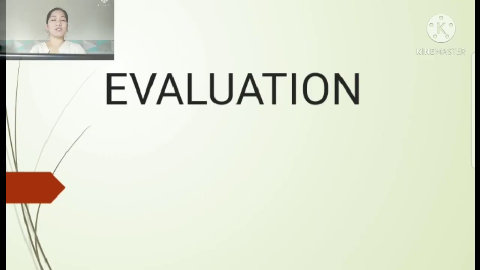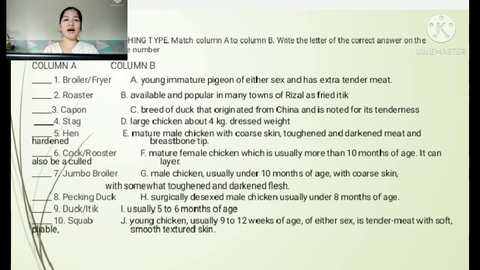Okay, you may write your answer in a clean sheet of pad paper, or if you have your activity sheets with you, you may write your answer in your activity sheet. So, activity 1 is matching type. You have to match column A with column B. Write the letter of the correct answer in your activity sheets or in a clean sheet of pad paper.